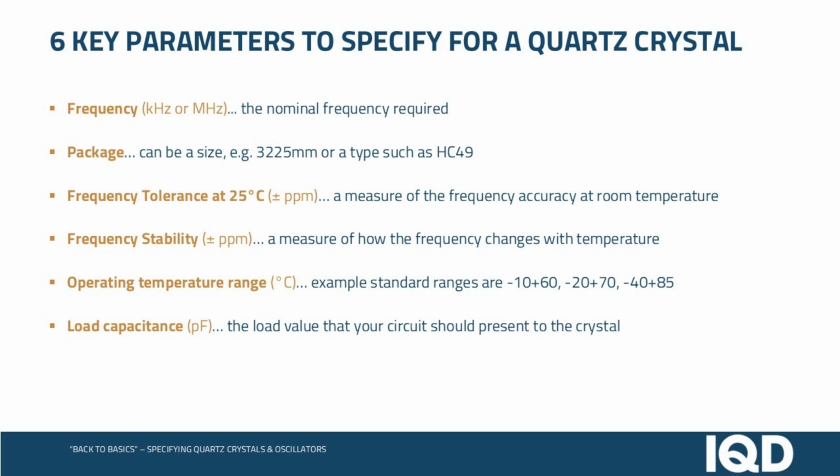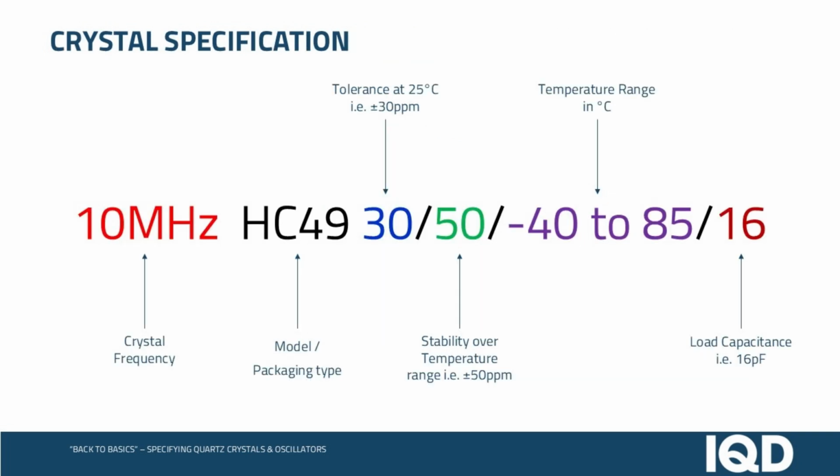And finally, we need a load capacitance value. And this value is what your circuit should present to the crystal. So those give you the 6 basic things we need. This little diagram gives you a rough outline of how the specification would look on paper.